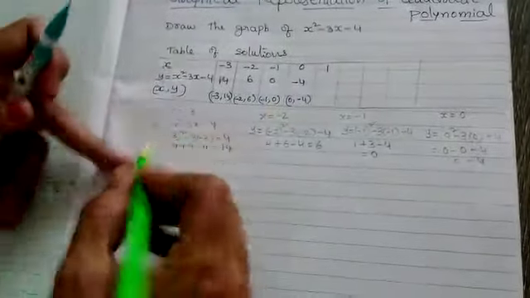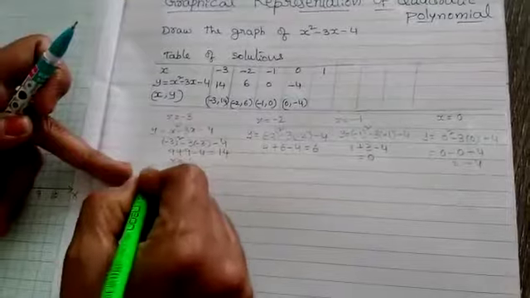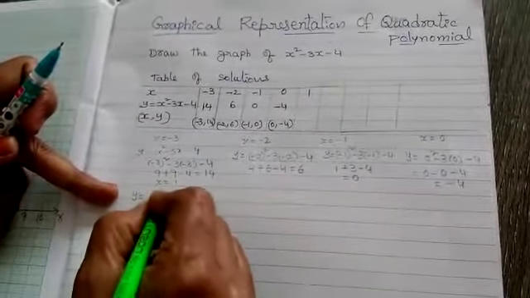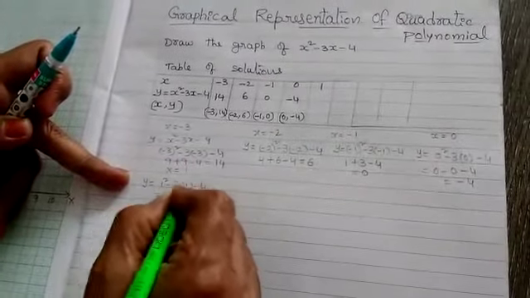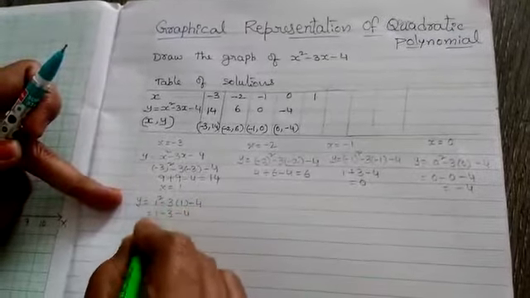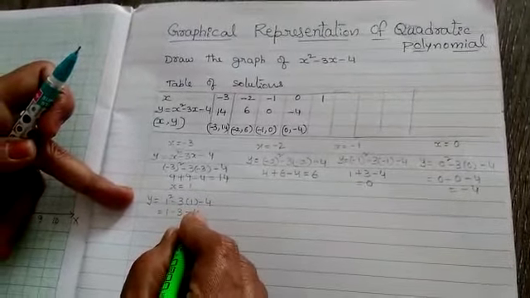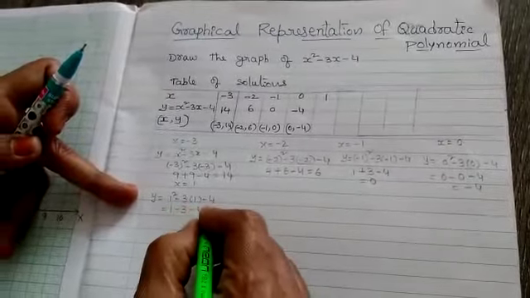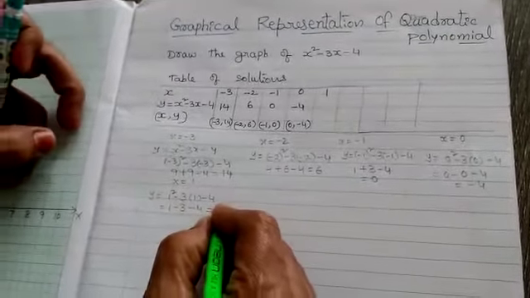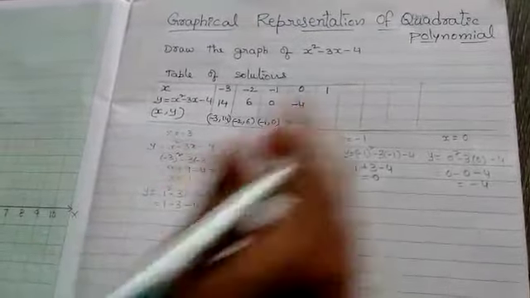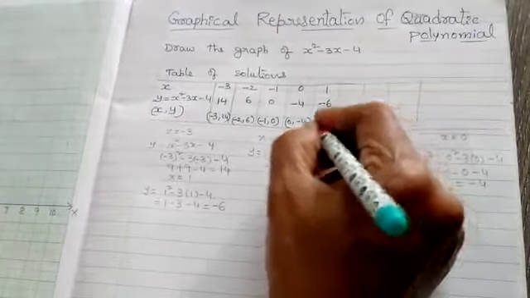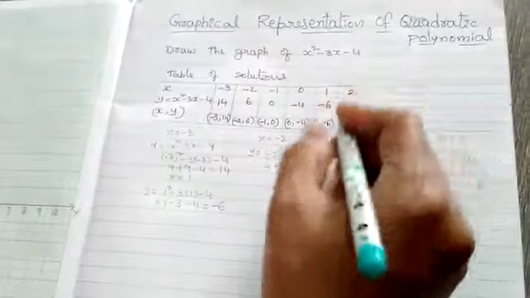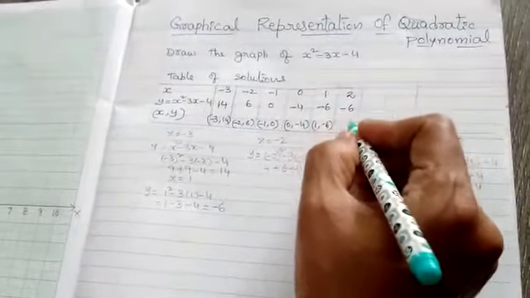And now I am taking the positive value, that is 1. So x is equal to 1. Substitute here y is equal to 1 square minus 3 into 1 minus 4. So that is equal to 1 square means 1, minus 3 ones are 3, minus 4. So here two negative values, minus 3, minus 4, make minus 7, and 1 positive value. So minus 7 plus 1, that means minus 6. So here we get the y value as minus 6, and the point is 1 comma minus 6. And I am taking here 2, and I get here the y value as minus 6.